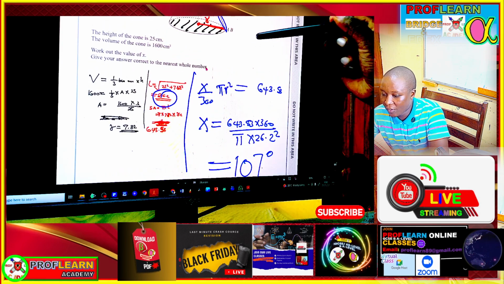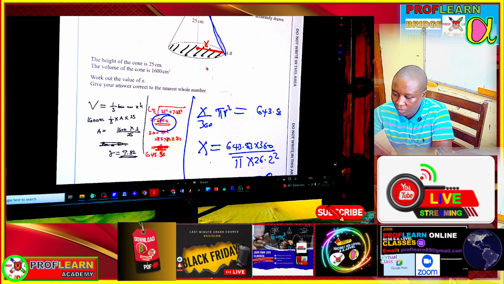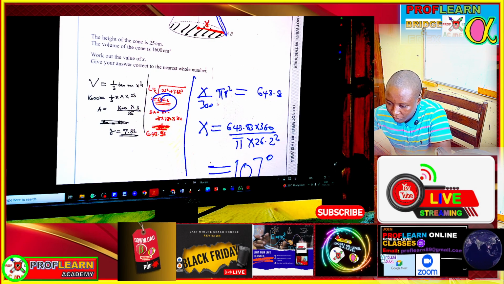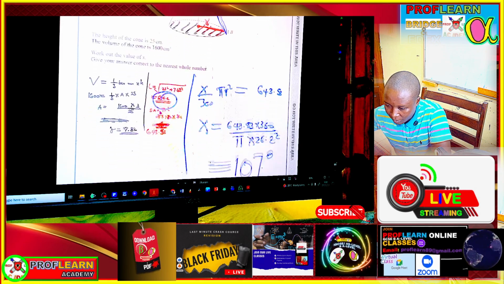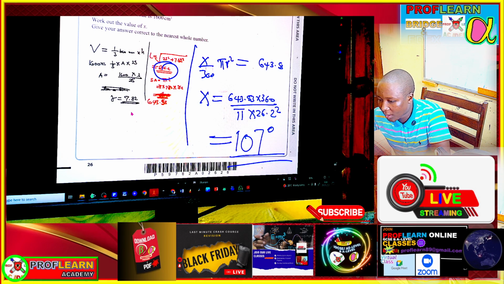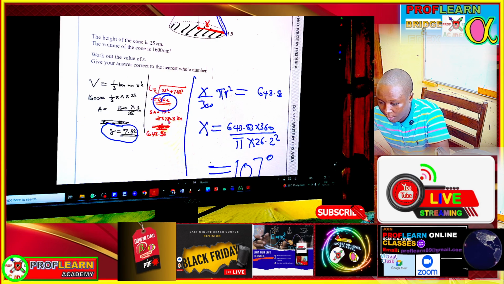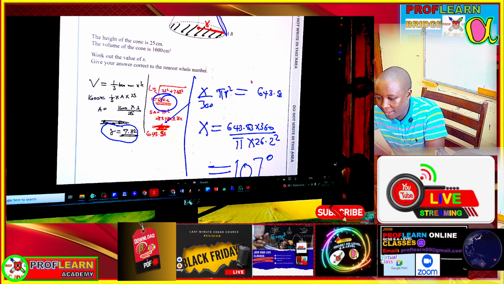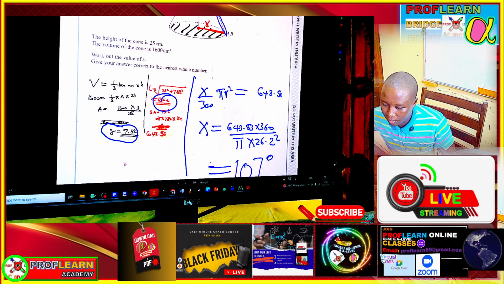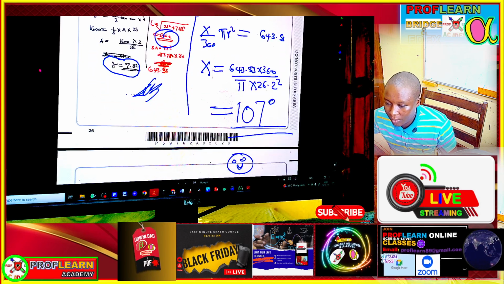Then once you have gotten that, you find the area of a sector. Sorry, I think I've mixed up here. You work out the area. So now my pen is active, I can explain this. My pen is the one that's giving trouble.